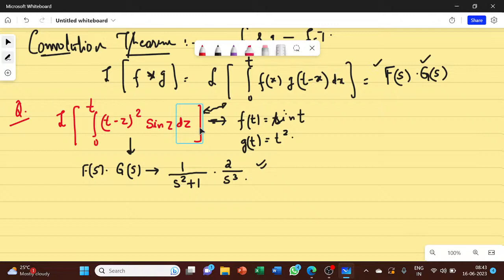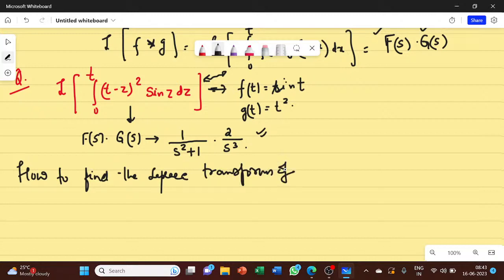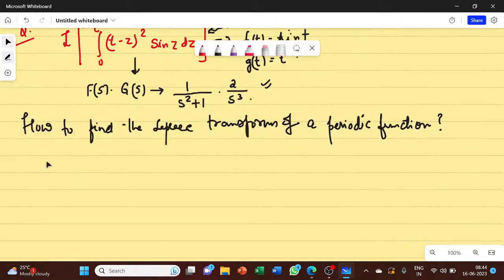Then further, when we were studying, we also studied how to find the Laplace transform of a periodic function. How to find it? That we have to see.